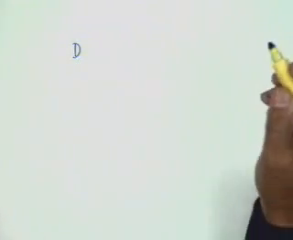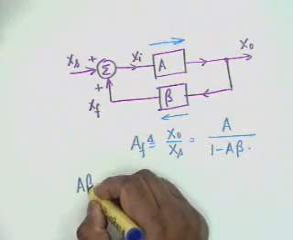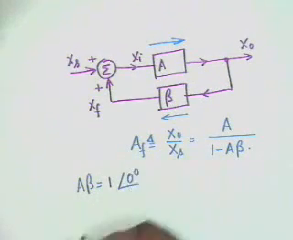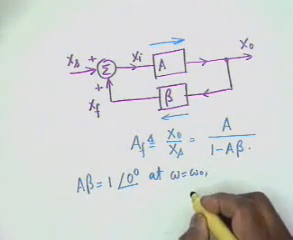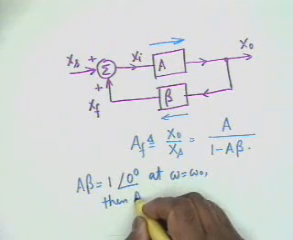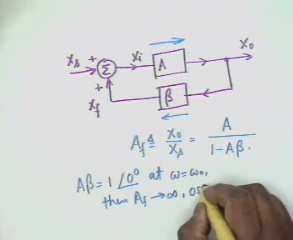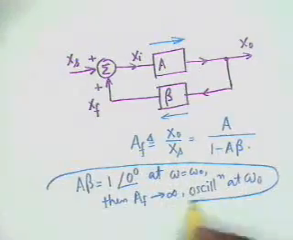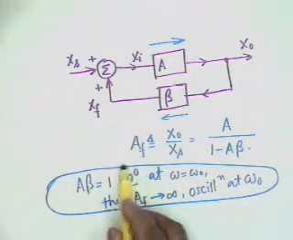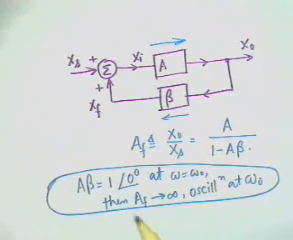What was the Barkhausen criterion? The Barkhausen criterion was that if A beta is equal to 1 angle 0 degrees at some frequency, at omega equal to omega 0, then AF tends to infinity and the circuit oscillates at the frequency omega 0. This is the Barkhausen criterion. The criterion is simply A beta equal to 1 angle 0 degrees. This is the criterion for oscillations at the frequency at which this occurs.